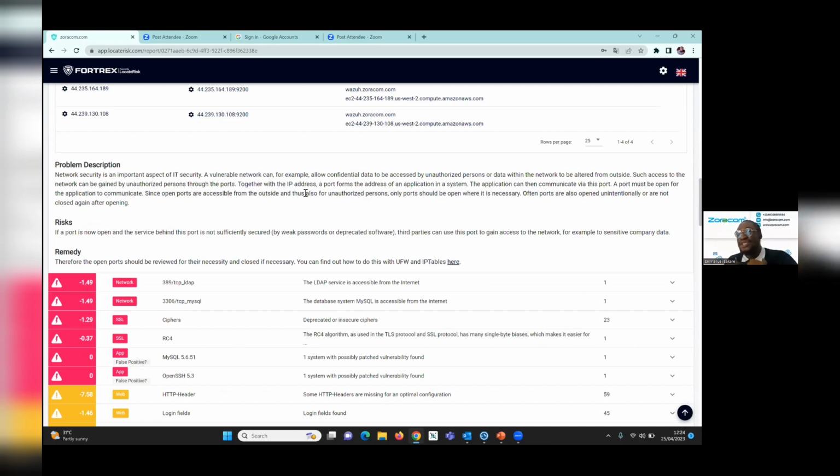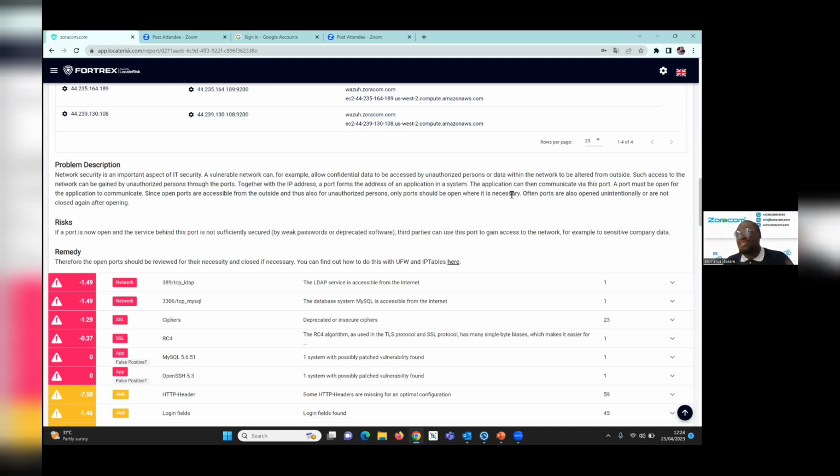But for the IT and information security professionals, you want to be able to harden your systems. And to harden your systems, you want a solution that can tell you immediately, okay, these ports are going to be potential vulnerabilities because they can be exploited as long as they are open on the system. You are advised to close them. So from here, this port is not sufficiently secured. Third parties can use these ports to gain access to your network.